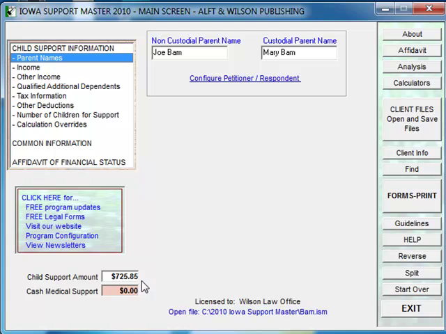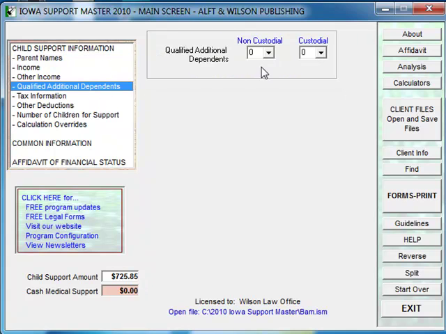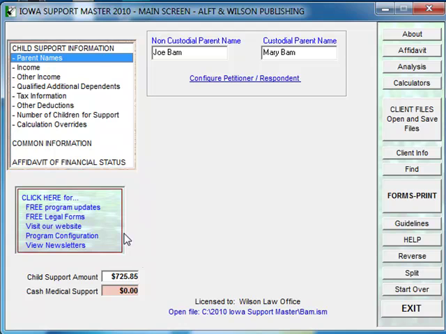Once you've determined that the 10% threshold has been met, then you can go in and give Joe the qualified additional dependent and see what it does to the child support. Only if there's been a 10% change of child support, up or down, can you proceed with your modification action and then use the qualified additional dependent. The qualified additional dependent cannot be used to see if you meet the threshold 10%.